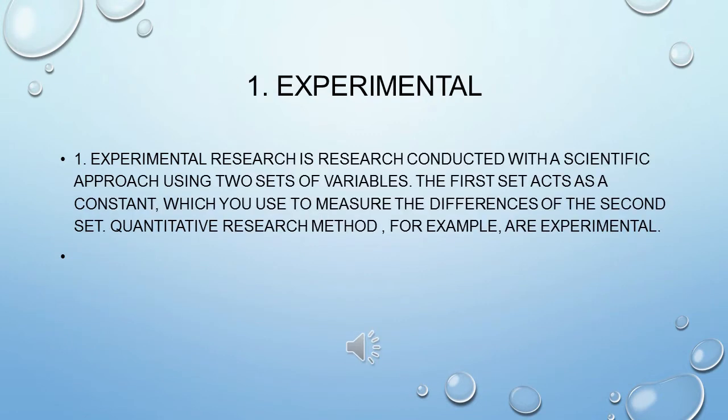For the first one, experimental. Experimental research is a research conducted with a scientific approach using two sets of variables. The first set acts as a constant which you use to measure the difference of the second set. Quantitative research methods, for example, are experimental.